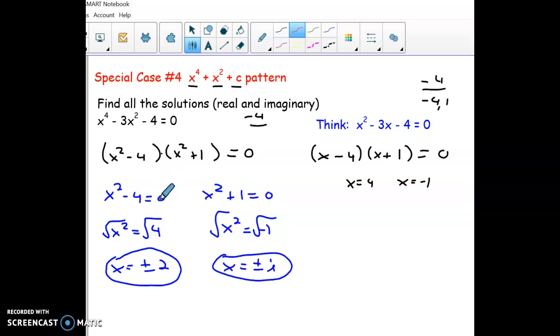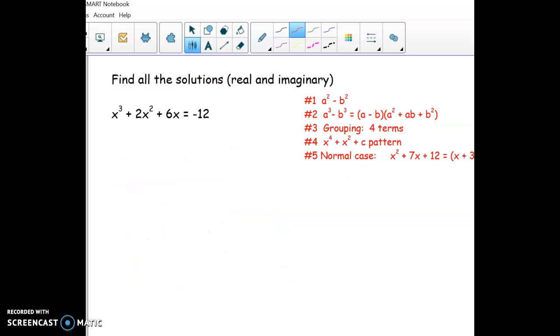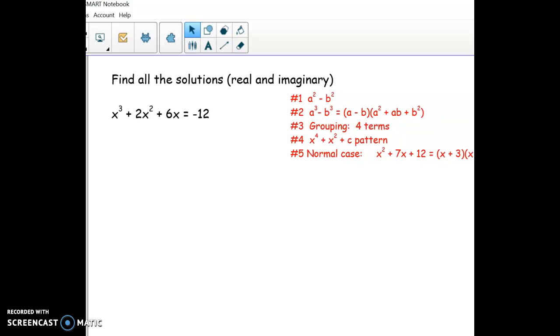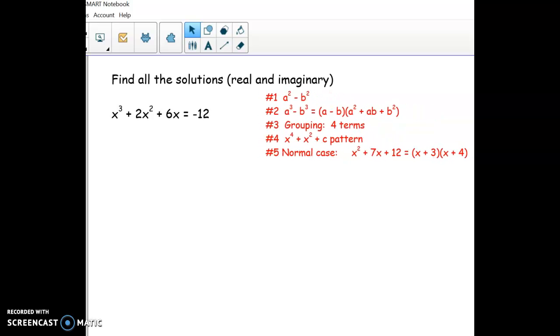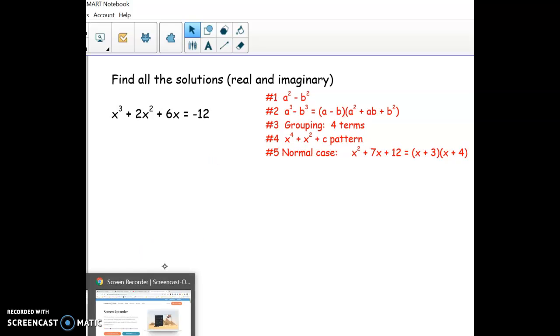All right, so what I'm going to do for the rest of the time here is throw different situations at you. Here are all our different factoring situations, and you've got to figure out which one of these it is, and then try and factor it from there. So here's your first one. Pause the video and give it a shot.